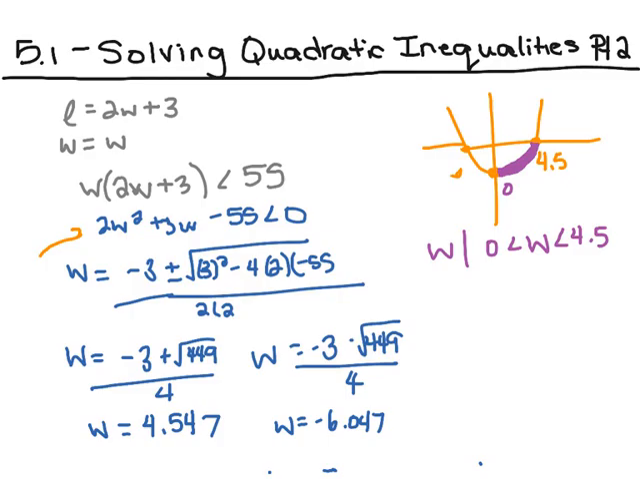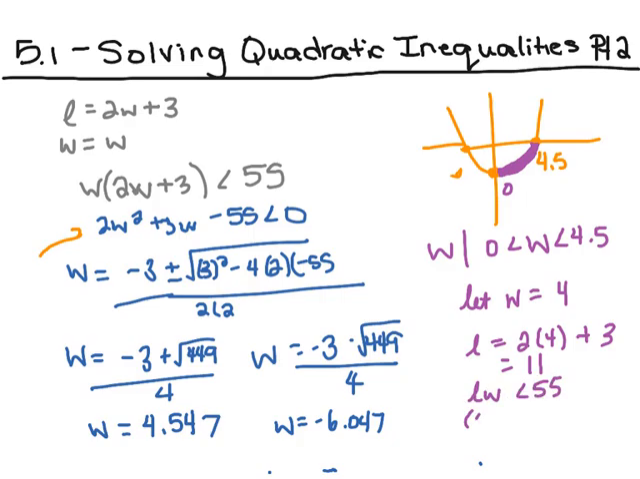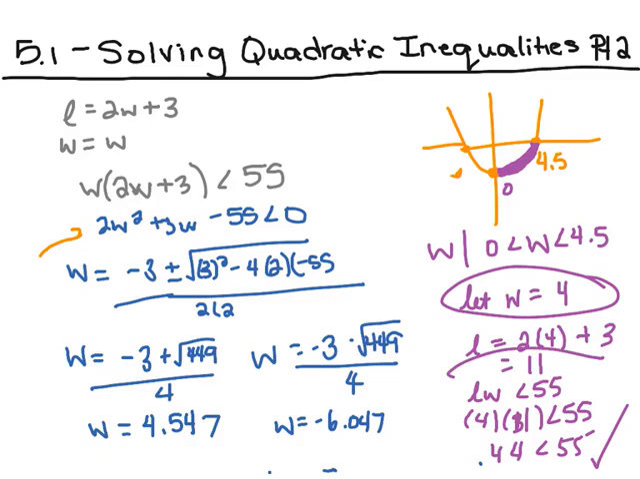So let's let w equal 4, because we just want to choose a value. So if w is 4, length is equal to 2 times 4 plus 3, which is 11. And so we verify to see if this works. Length times width is less than 55. 4 times 11 is less than 55. 44 is less than 55. So we know that this is a solution that satisfies the inequality.